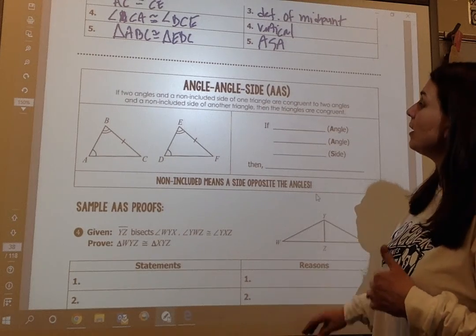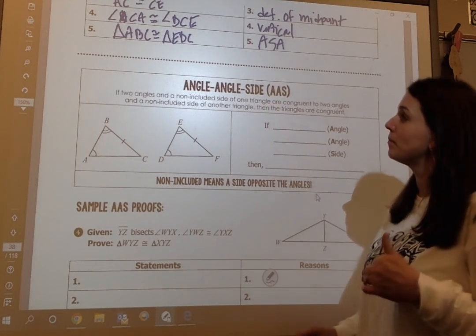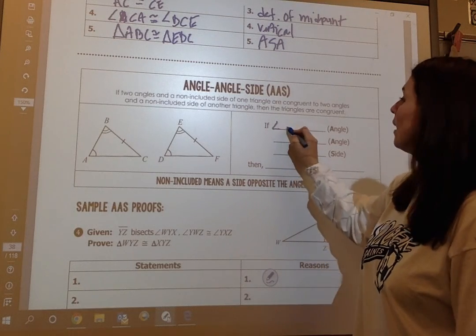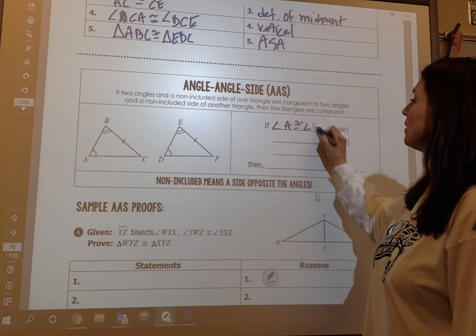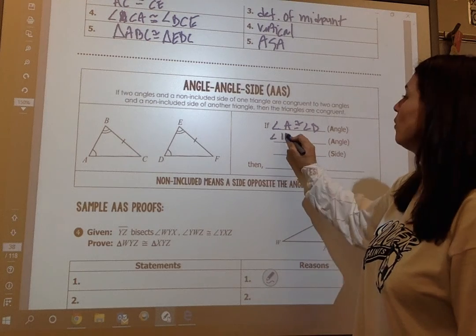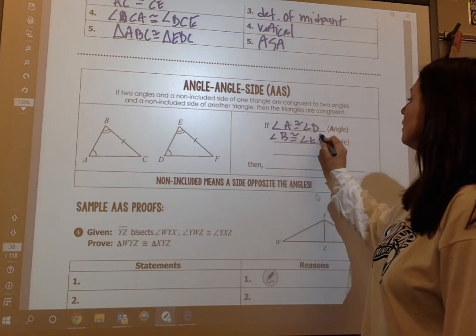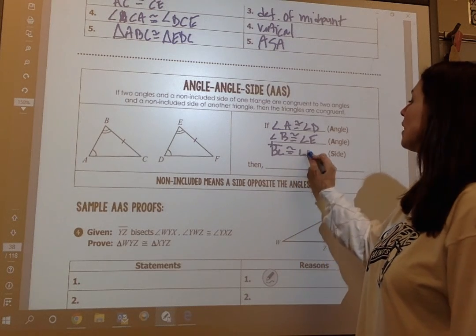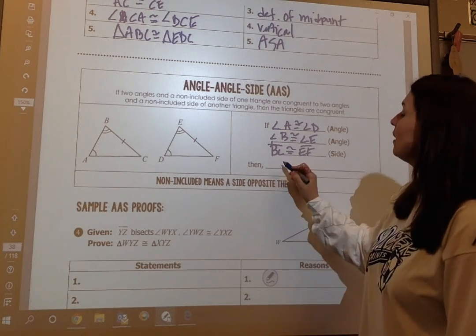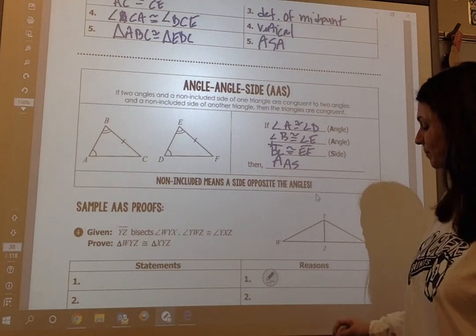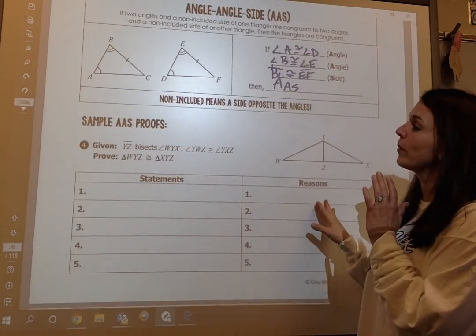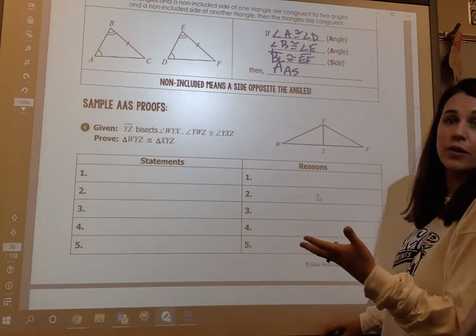Angle, angle, side just means that you have two angles and a side. So, if angle A is congruent to angle D, and if angle B is congruent to angle E, and if side BC is congruent to side EF, then you have angle, angle, side. Let's take a look, shall we? So here we go. And let's do these on our own.